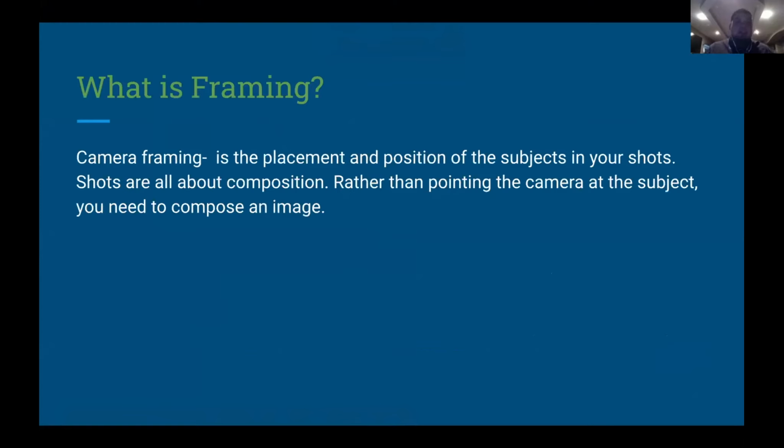So what is framing? Framing is the placement and position of a subject in your shot. And it's all about composition. Rather than pointing the camera at the subject, you need to compose an image. So framing is definitely something important that you want to take into consideration when you're creating some sort of media piece. You want stuff to be placed well, symmetric in a scene.